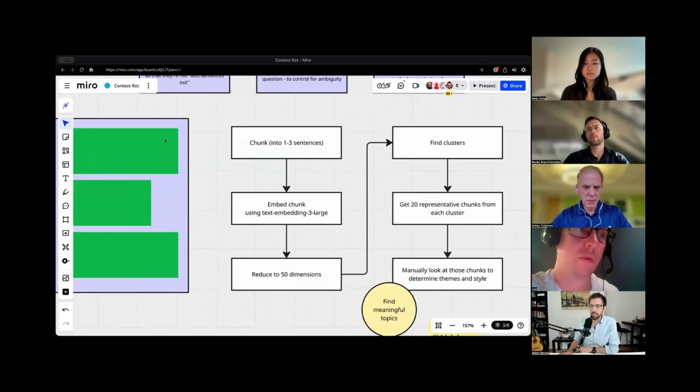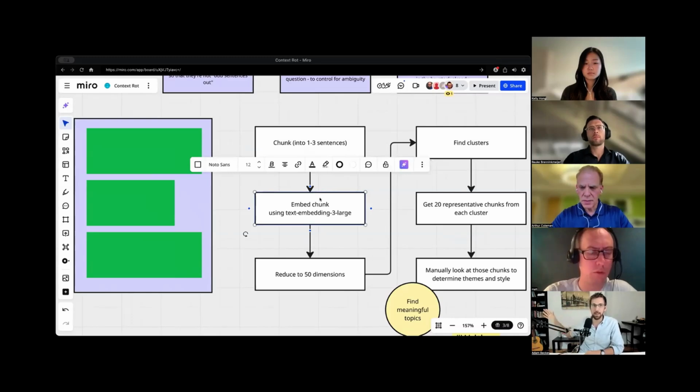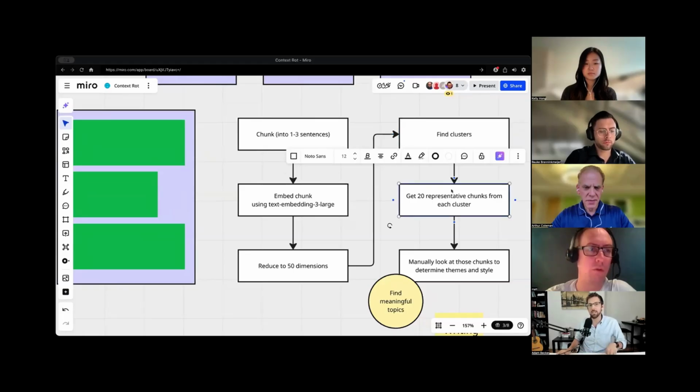They chunk it. So they take all of, let's say, Paul Graham's essays. They chunk it into 1 to 3 sentences. They take each of these chunks and embed those. Now we have, let's say, something like 3,000 dimensions. Well, you can't really do clustering all that effectively then, so you're going to reduce it down to 50 dimensions. Then you find the clusters. Then you get 20 representative chunks from each of those clusters.